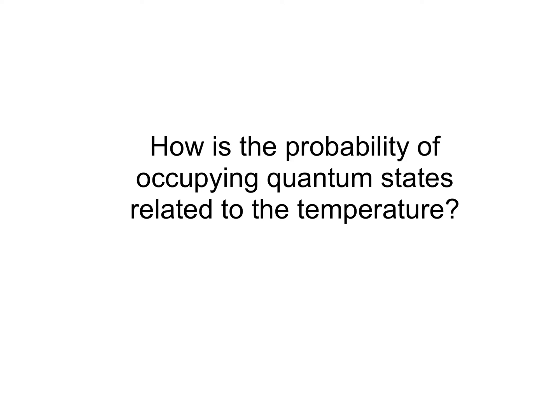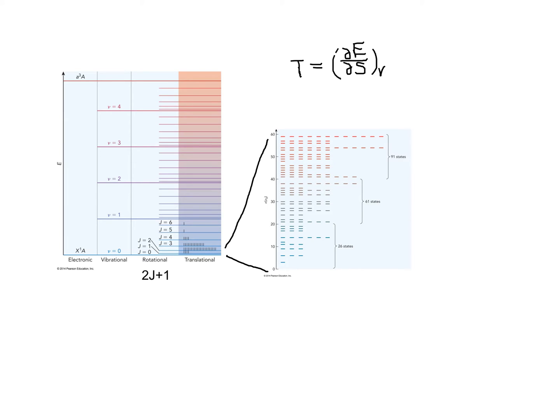If we provide more energy to a system, we've seen through the equipartition principle that we occupy higher and higher level quantum states, such as translations, rotations, and vibrations. But how is this energy related to the temperature of the system? Remember that we've defined temperature as the partial derivative of energy with respect to entropy at constant volume. And so temperature has to do with how fast the number of microstates increases as we increase the energy.